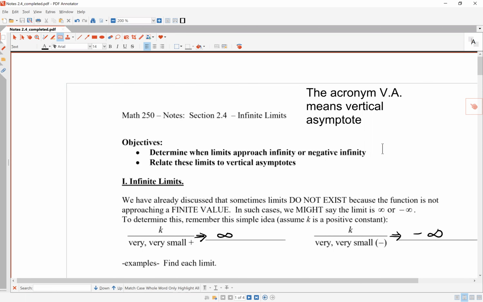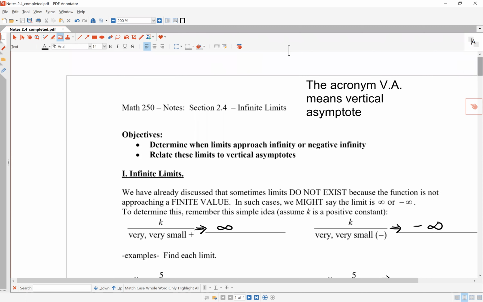Okay, these are just notes for our lecture for section 2.4, which is infinite limits. So that's where we were dividing, potentially dividing by zero. And so we're going to talk about when we get a limit that approaches positive infinity or negative infinity.